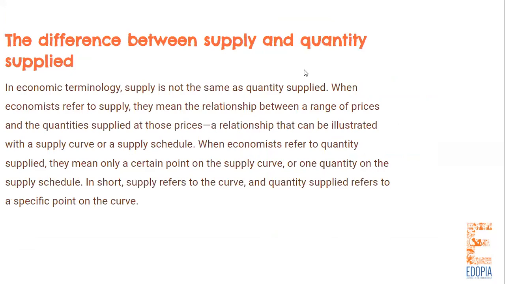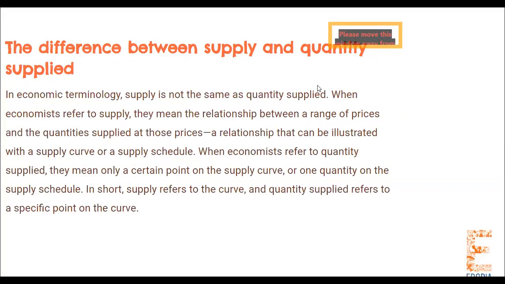And then you need to understand the difference between quantity supplied and supply. It's the same as what we studied about quantity demanded and demand. Basically, quantity supplied is at a specific price, at a certain point, where the supply happens. So it's a certain point on the supply curve that is the quantity supplied, whereas the range of prices is the supply. A specific point on the supply curve is the quantity supplied.